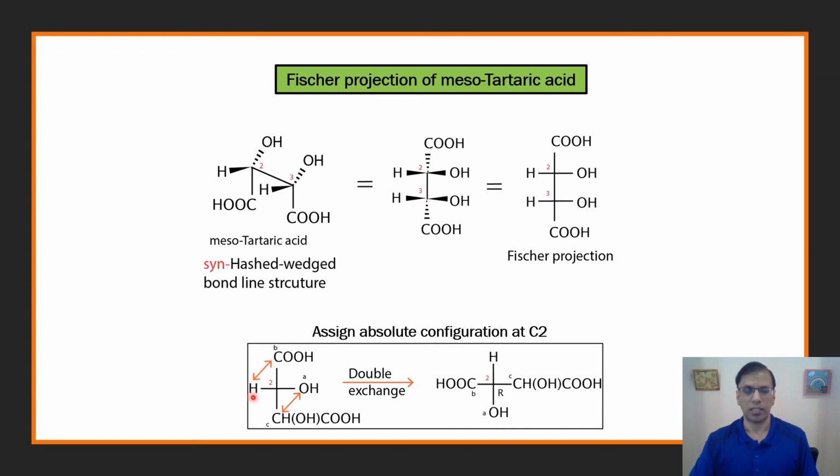So hydrogen and carboxyl group will exchange, and OH and this big group will also exchange. It's called double exchange. So you can see that we have exchanged the hydrogen and the carboxyl group, as well as the hydroxy and this big group. Once you have done that, then you try to trace a path from A to B to C. As you can see, going from A to B to C, this is clockwise, and so the configuration about the chiral center is R.